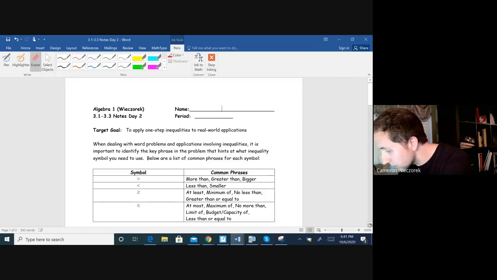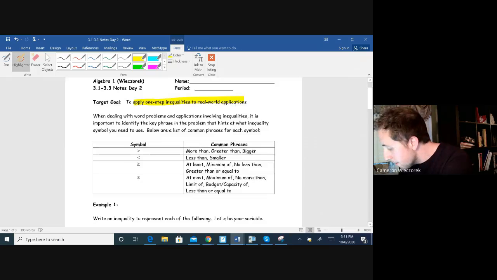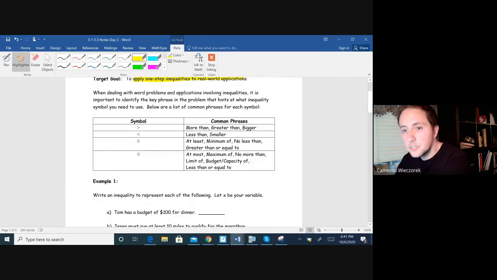All right, so today's target goal, as I said, we're looking at how to apply one-step inequalities to real-world applications. The biggest thing in this section to be able to identify is what symbol you are going to use when you have to set up the word problem. Are you going to use greater than, less than, greater than or equal to, or less than or equal to? And so the first thing I did is I made you a little chart that has a lot of common phrases that you're going to encounter in these word problems. And basically, the phrase itself helps you decide what symbol to use.